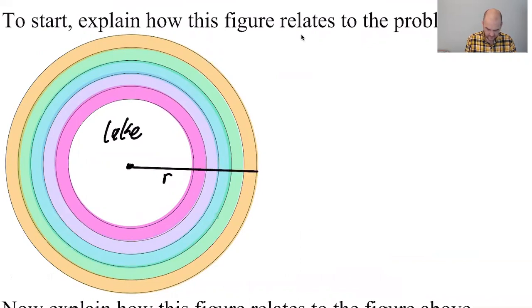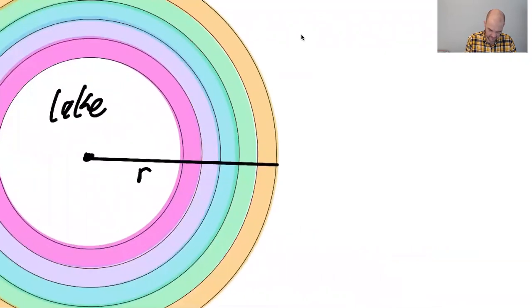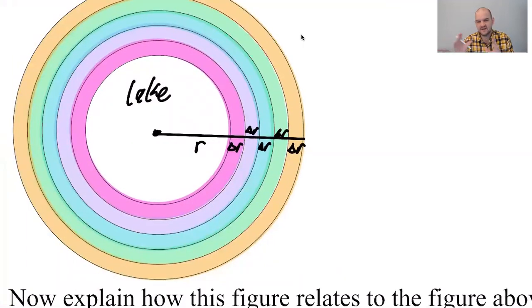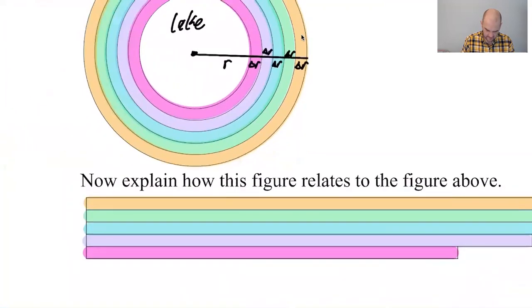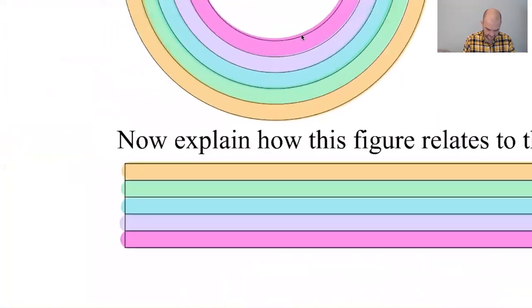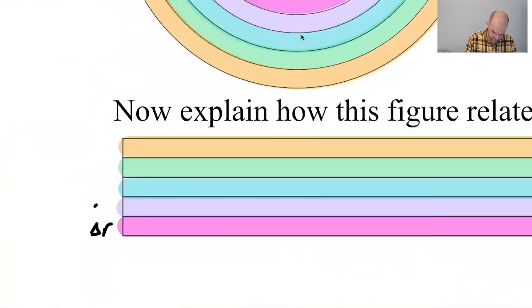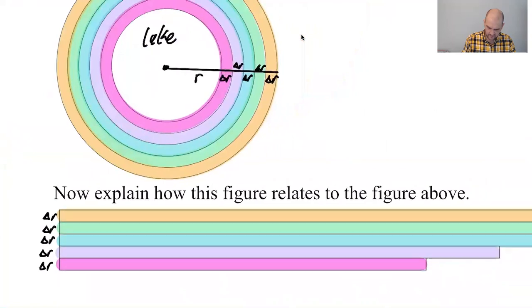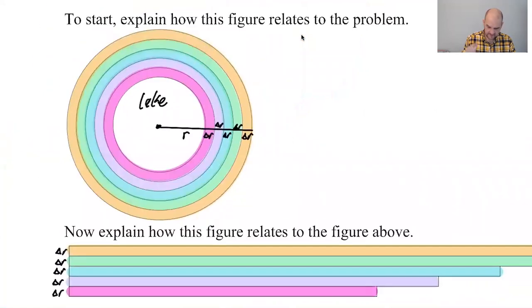And then what I'm going to do is make some delta r's. Right, let's cut it up. So this will be a delta r, a delta r, a delta r, a delta r, and a delta r. So we got a lot of delta r's. We cut up our radius into little pieces. So each of these down here is a delta r. All right. So now I'm going to try to figure out how many people live in each of these little rings.